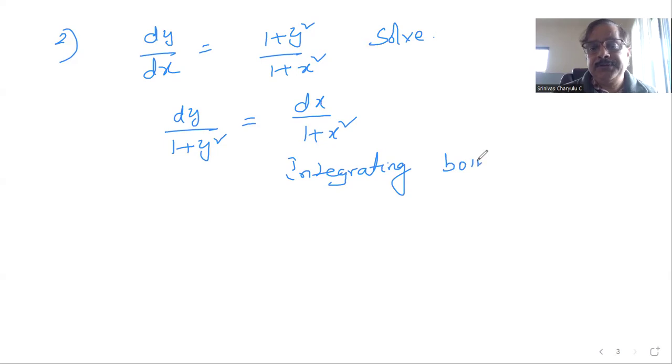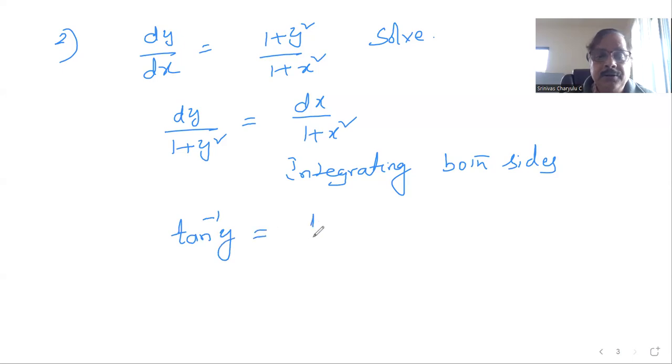Integrating both sides. What you will get here? If you remember our basic fundamental formulas, this is called tan inverse y. This is called tan inverse x and integral constant c. So our answer is tan inverse y is equal to tan inverse x plus c.